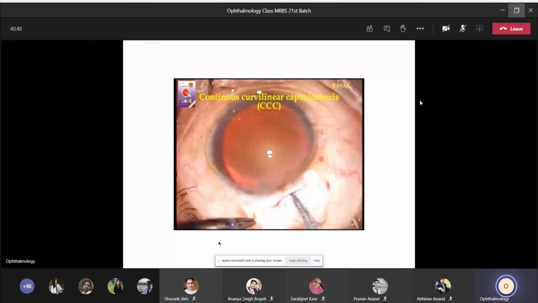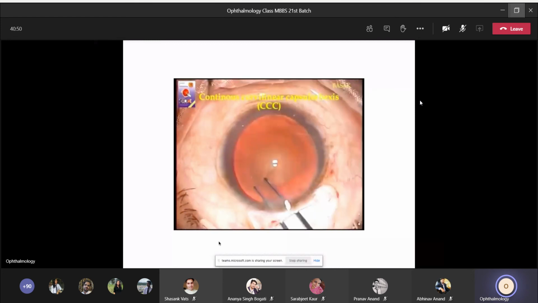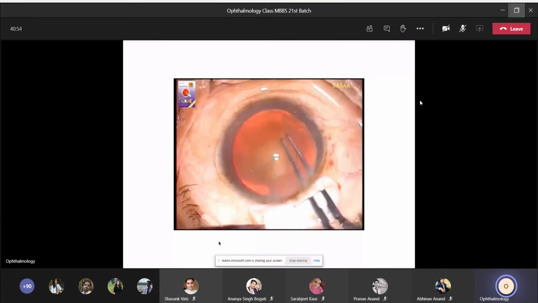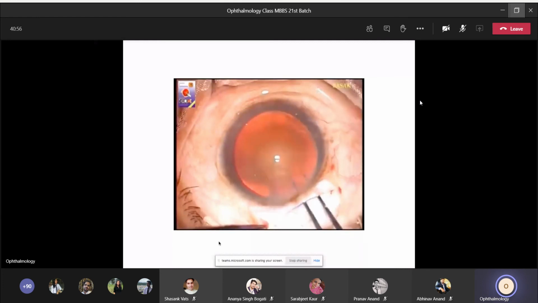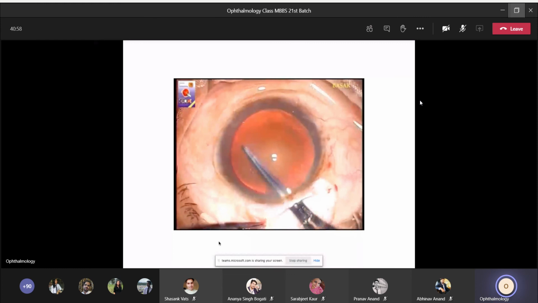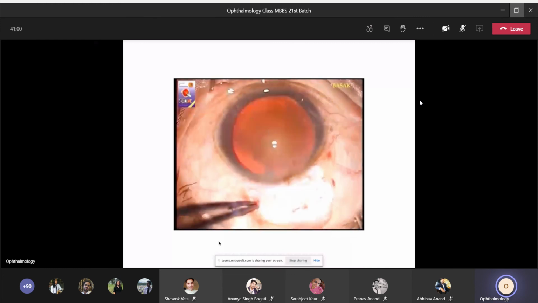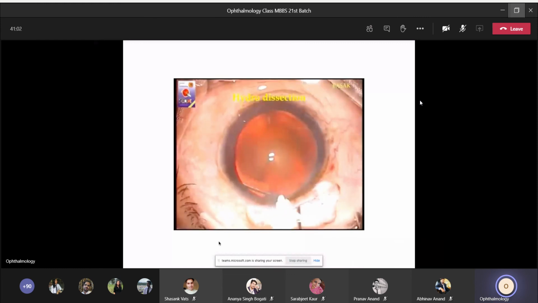Now you have to cut open the anterior capsule. Okay, so this is the anterior capsule. See how it is being removed, the anterior capsule. It's just like peeling off the skin. Only the central part is removed. The peripheral part of the anterior capsule is always there.